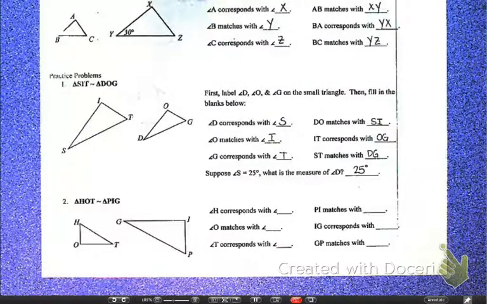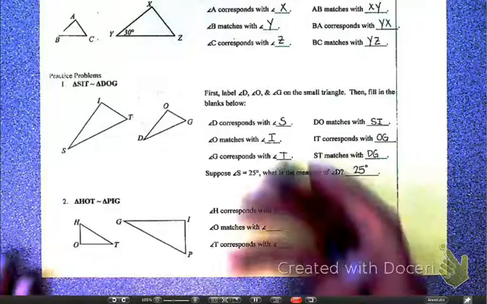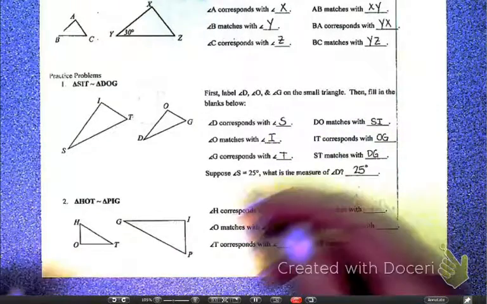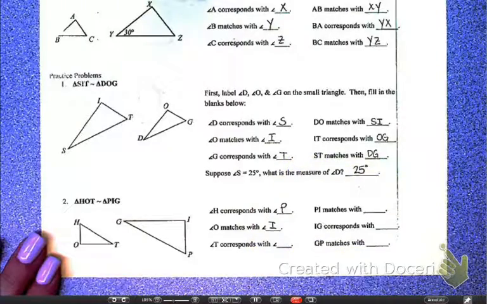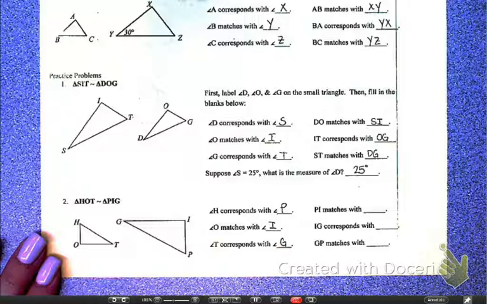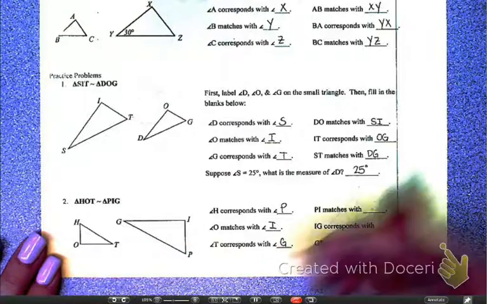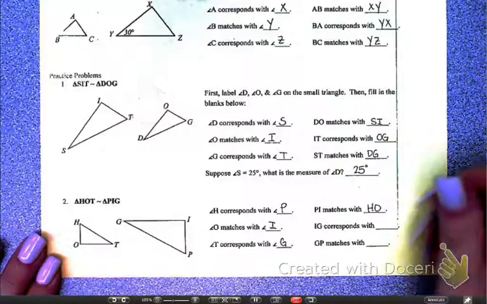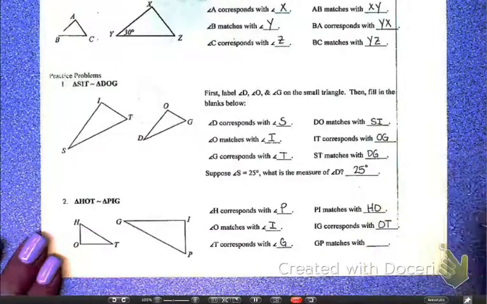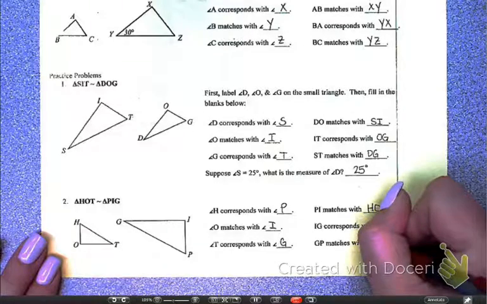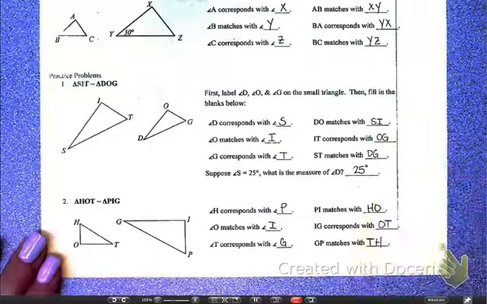All right. What does angle H correspond with? P. What about angle O? Angle I. And angle T? G. PI matches with HO. IG matches with OT. And GP matches with TH. Is that what you said? Okay.